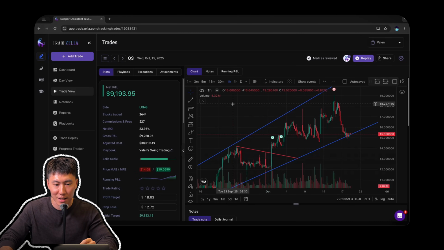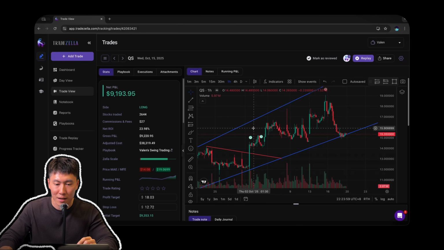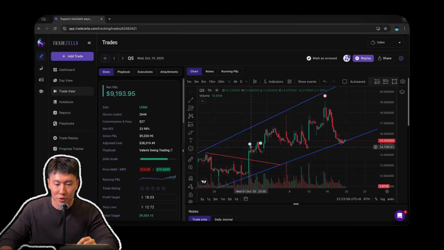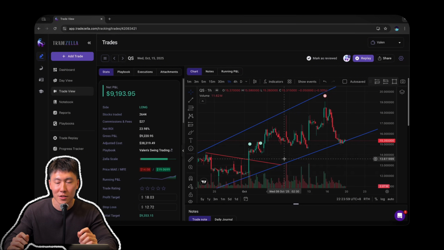If I pop to my TradeZilla, you can see that I've made $9,200 from this QS trade. If I click execution, you can see that I entered a trade on the 1st of October and exited on the 15th of October, making $9,200. If we dissect what happened, I entered the trade right here upon breakout, and then I held the trade all the way towards the upper trend line. Because if the trade comes to our upper trend line, we might have some sort of resistance. That's why I took profits right here. And true enough, it went all the way down. So you can see how powerful the trend line is.